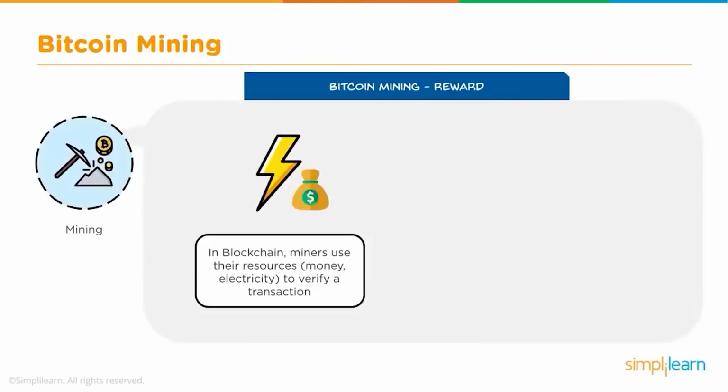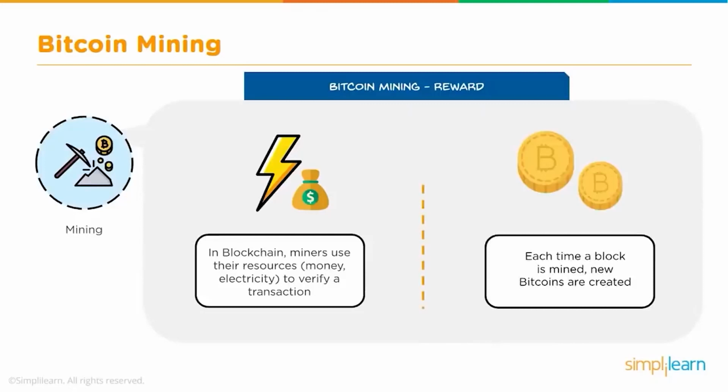So as of today in blockchain, miners use their resources to verify transactions. Each time a block is mined, new bitcoins are created in the network. The Bitcoin total supply is limited. It is 21 million. Approximately 21 million Bitcoin are in supply. 17 to 18 million Bitcoins have already been mined, so only 3 to 4 million are left.